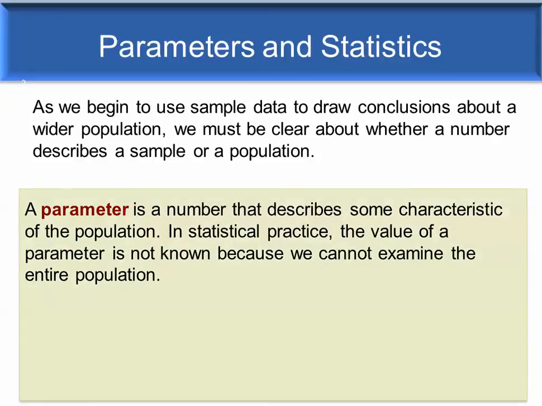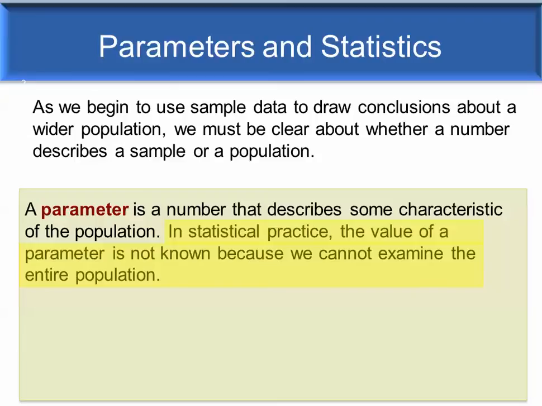So the first one we'll talk about is a parameter. A parameter is a number that describes some characteristic of the population, the entire population. And the thing that's important to realize here is that in statistical practice, the value of a parameter is not known because we cannot examine the entire population. When we're talking about a population for these purposes, we're talking about a very, very large number of data points. Maybe we're talking a very, very large number of people. And it's unrealistic to survey or ask or measure every person in that entire population.